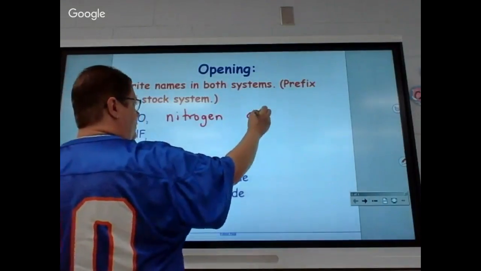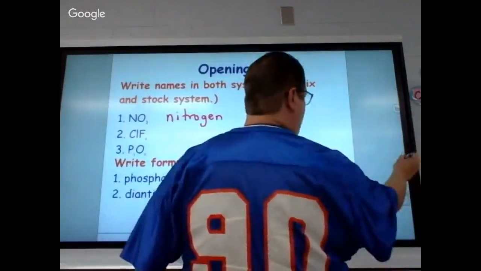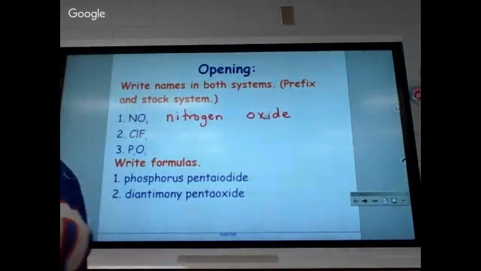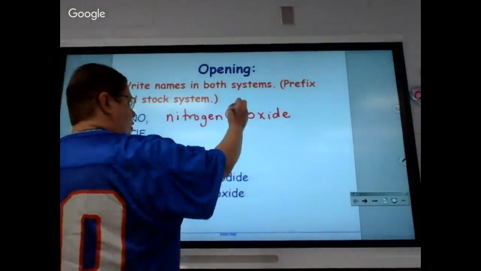Oxide. Now, a couple people asked me at the start of doing this whether or not you always use a Roman number. If you can't remember that, don't worry about it. Look it up on your blue card. Look up nitrogen. Does it have more than one number listed? Yes. So you know you need a Roman number, okay?